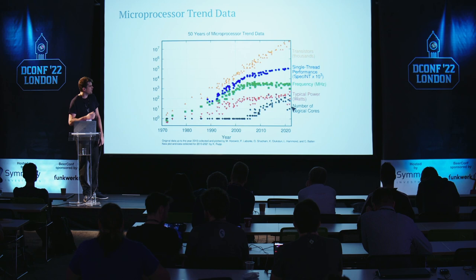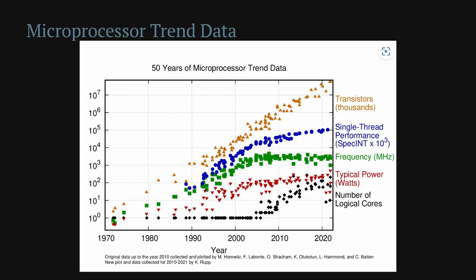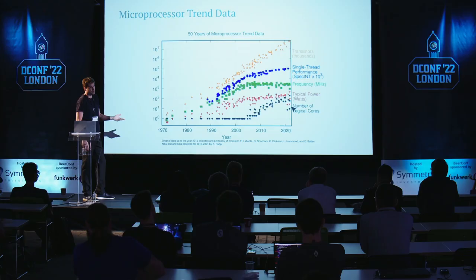The last 50 years, you probably know this chart somewhat. The axis here is logarithmic. So we've seen a huge increase in the amount of transistors. Frequency as well, right? Up until 2005-ish. So back in those days, if you wanted your software to run faster, just wait a year to buy new hardware and it would go faster.